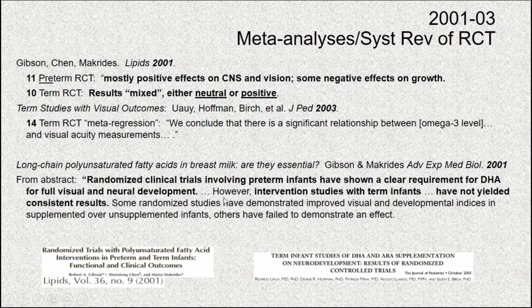And here is yet another statement by Gibson and McCready, who are still active today, referring to randomized trials showing good evidence that preterm infants show a clear requirement for DHA for full visual and neural development. That is a statement that it is conditionally required. And then they also were doubtful about term infants, and that it continues to be a little bit controversial, but still most people, I think, are moving towards the idea that it is prudent to provide these in the diet.